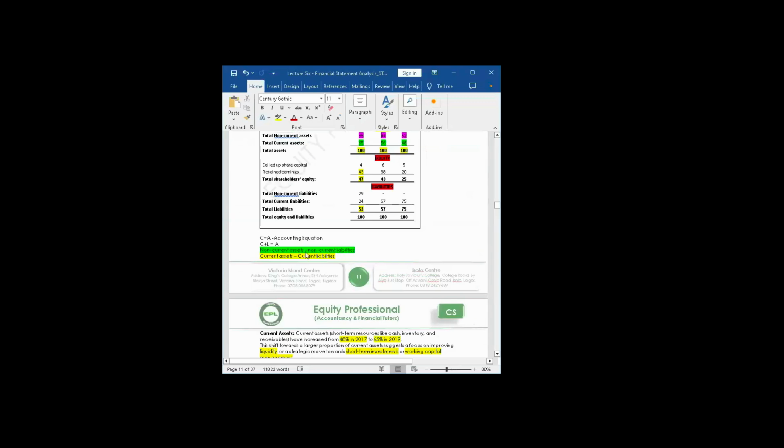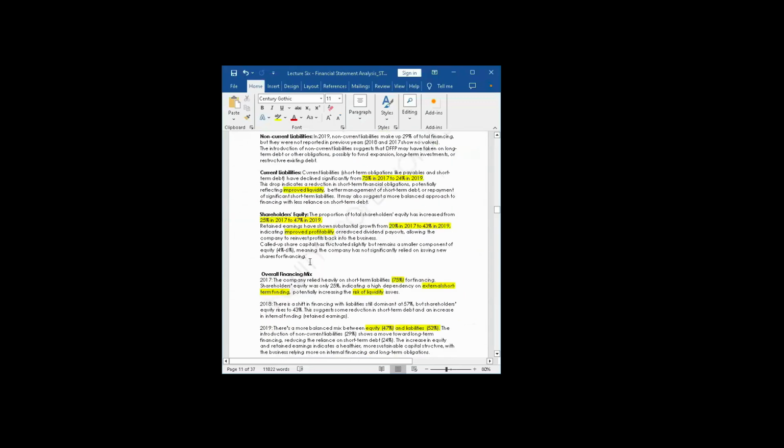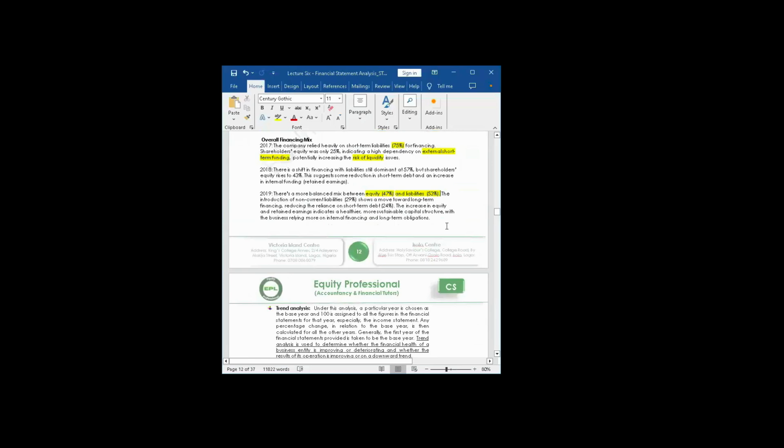However, please let me state it clearly now. For the purpose of this exam, except otherwise stated or required, please stick with ratios and trend analysis. For the purpose of the exam, you should stick with what?